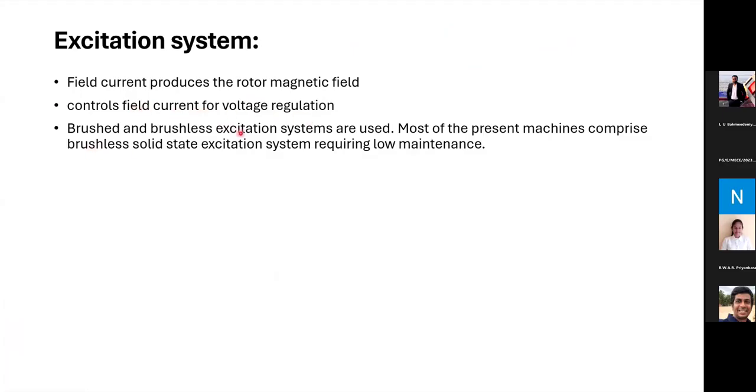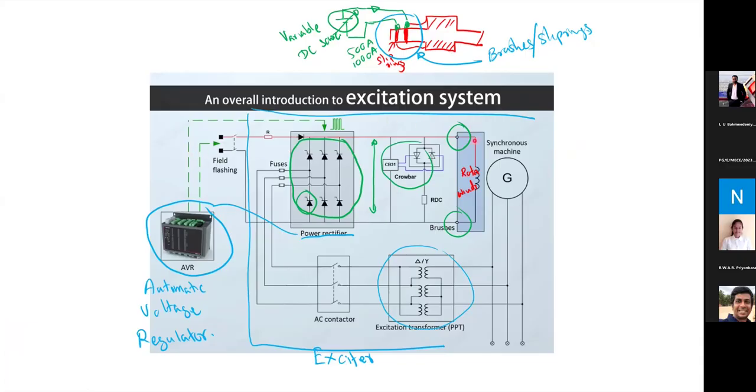Brushed and brushless excitation systems are used. You can read more about this brushless excitation system. Most of the present machines comprise brushless solid-state excitation systems requiring low maintenance. Because in these brushless systems, you don't have the maintenance of the brushes or the slip rings or any breakages of the brushes. And if there is fire with the brushes, you have fire hazards, so you can avoid them.